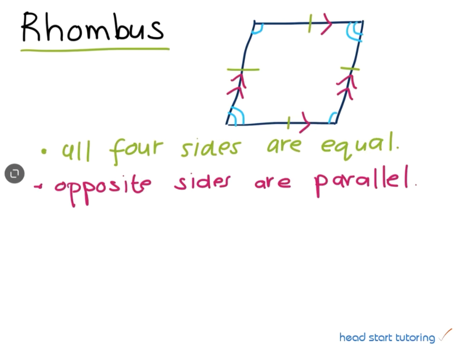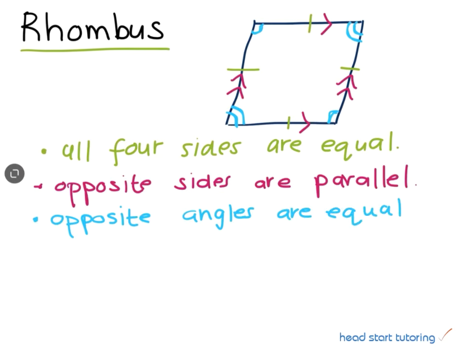Right, so these two angles here are called obtuse angles because they are greater than 90 degrees. They are greater than a right angle. And these angles here, these opposite angles, are called acute angles because they are less than 90 degrees. They are less than a right angle. So we end up with opposite angles are equal. Okay, and you can mention that two of those opposite angles are obtuse and two of those opposite angles are acute.